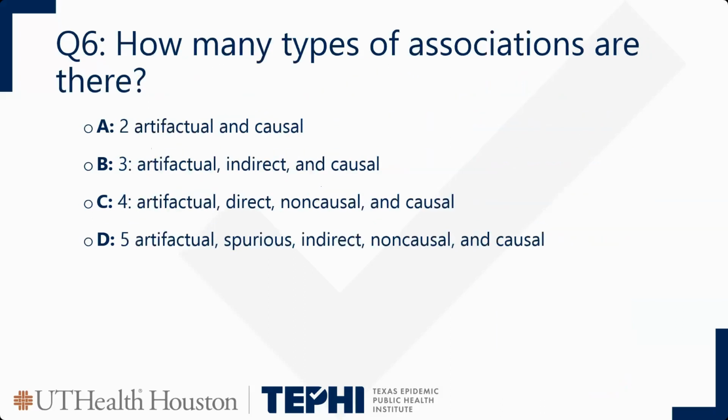Next question. How many types of association are there? So we discussed types of association today. So are there 2, 3, 4, or 5 types of association?